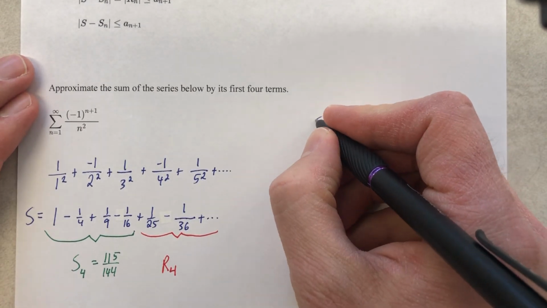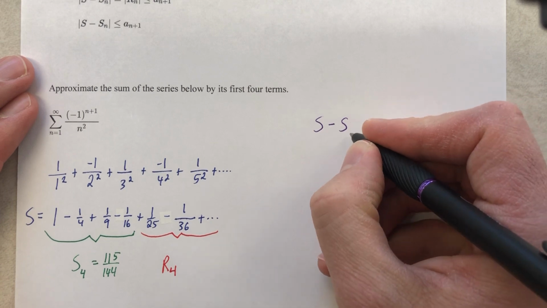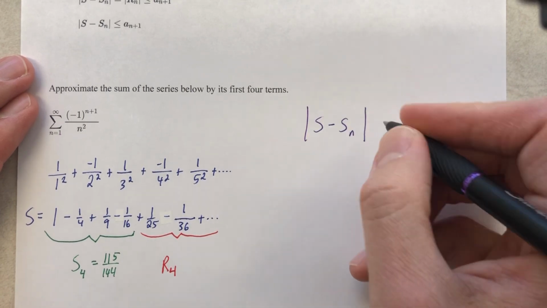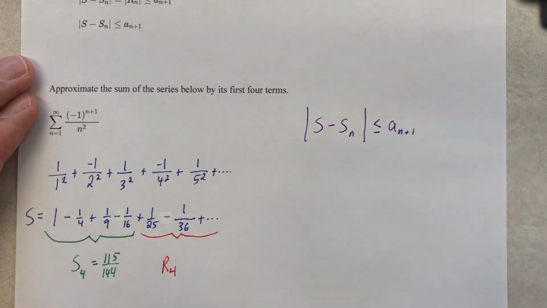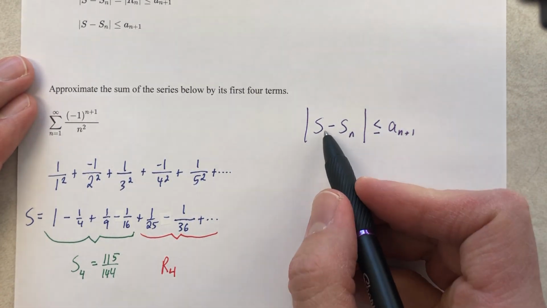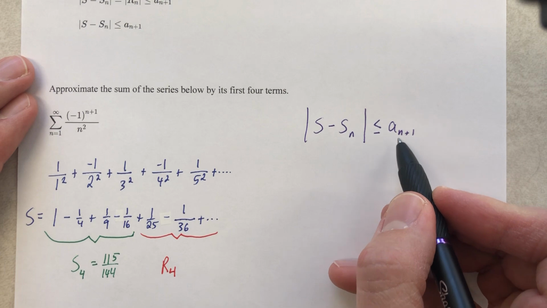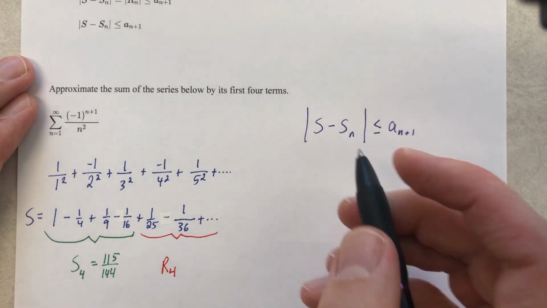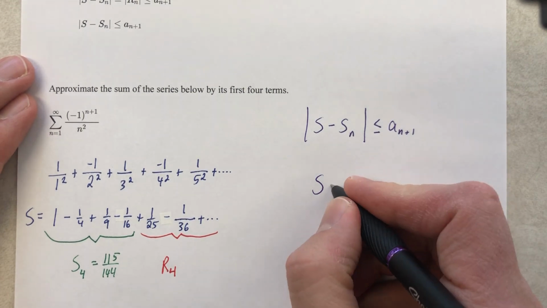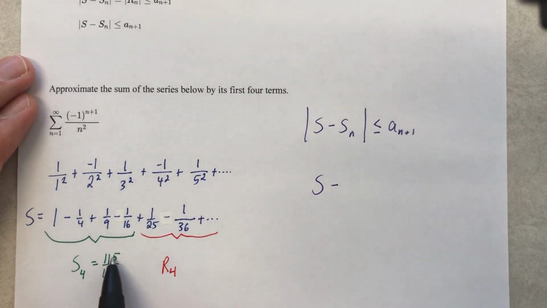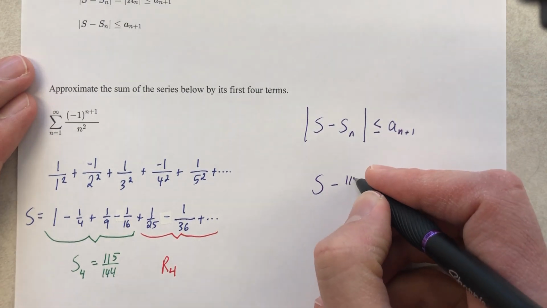So I'm going to write this formula. I say this a lot, but the more you write, the more you'll remember. So if you need a refresher on a formula, I'd write it if I were you. So what we're really dealing with is S minus S sub n less than or equal to A sub n plus 1. So the infinite sum, which is what I don't know, and I'm not going to find it, but I'm going to get an estimate, minus my partial sum. We found it. 115 over 144.